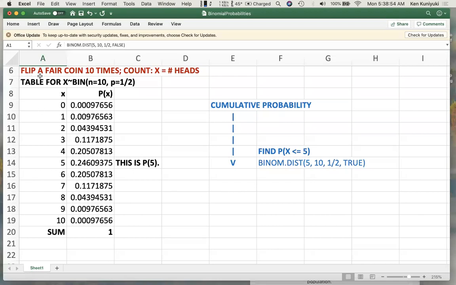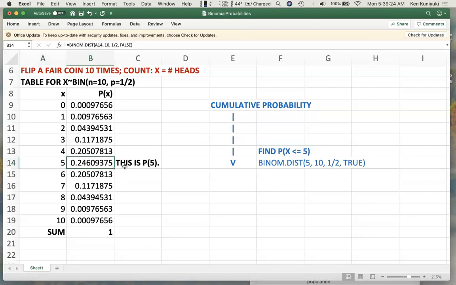Imagine flipping a fair coin 10 times, count as successes heads. Let x be the number of heads on the 10 flips. So here's the binomial table, where x has a binomial distribution, where n equals 10 and p equals 1/2. We have a fair coin. How many heads can we get? Anywhere between 0 and 10, integer. Notice the probability of 5 heads, P of 5, is the highest among these.